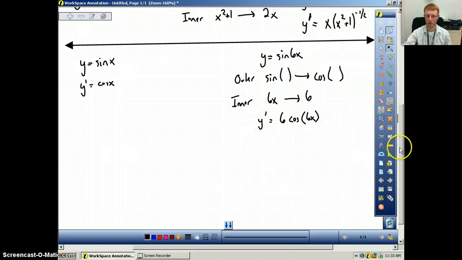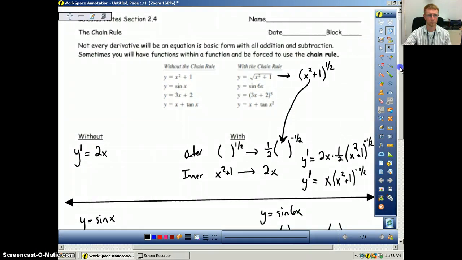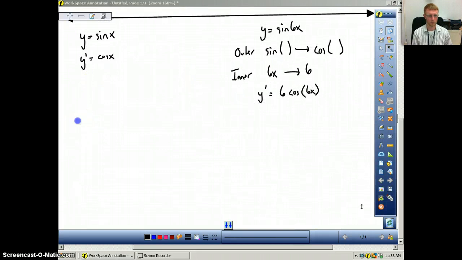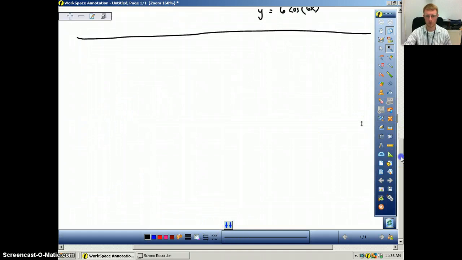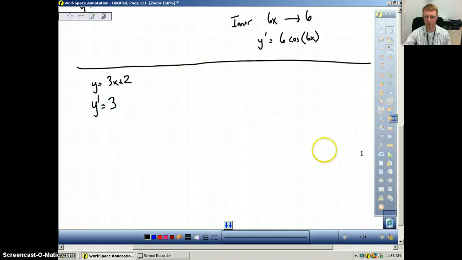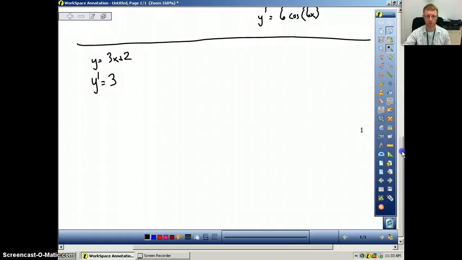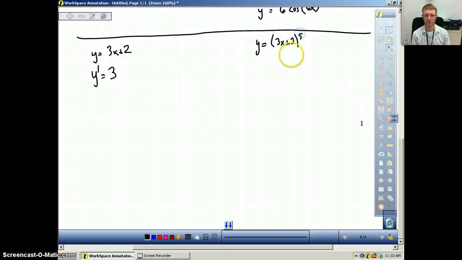Okay, the next function we're dealing with is 3x plus 2. So let's see how this one works, and use the back side of your paper if you need to. So we have 3x plus 2. The derivative of y equals 3x plus 2 is just 3. That's pretty easy. But here we have 3x plus 2 to the 5th power. So y equals 3x plus 2 to the 5th power.